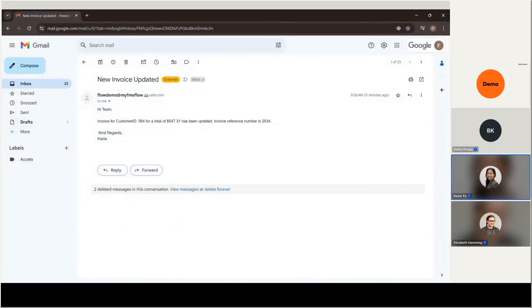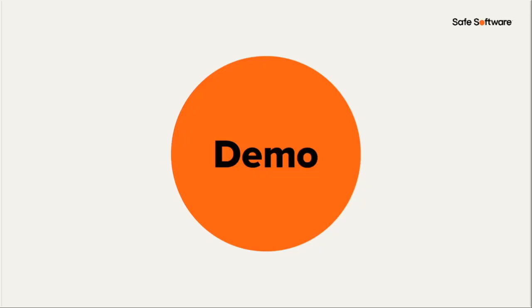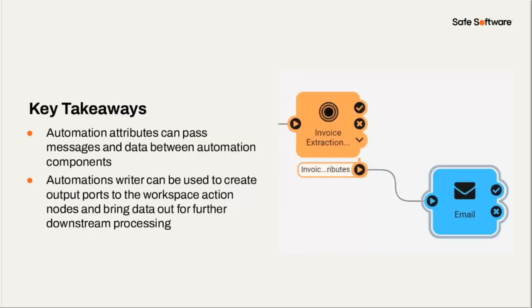Let me jump back into my slides here and go through some key takeaways from what I just demoed. Automation attributes can pass messages and data between automation components, and automation writers can be used to create output ports on the workspace action nodes and bring data out for further downstream processing. You can have as many automation writers as you need and create ports that way. If you have one automation writer, you're going to see an extra port in that workspace action. If you have two, then you'll see two extra ports on top of the success and failed ports in the automation.